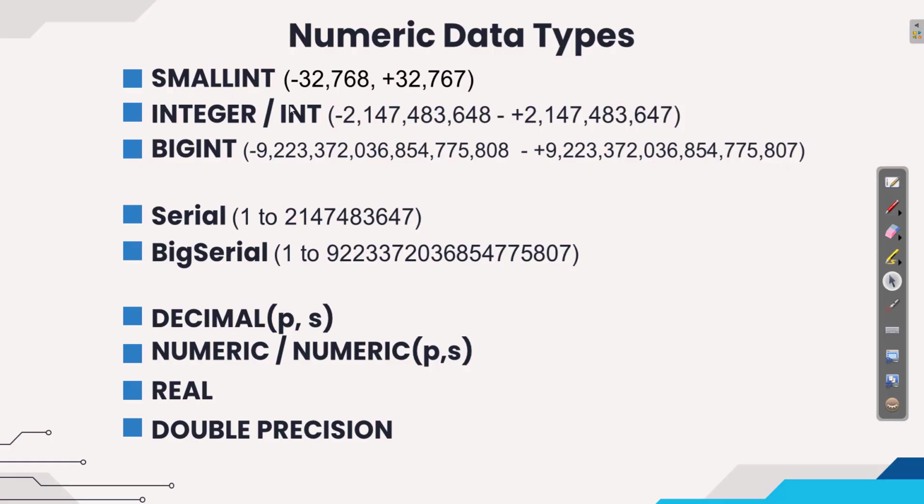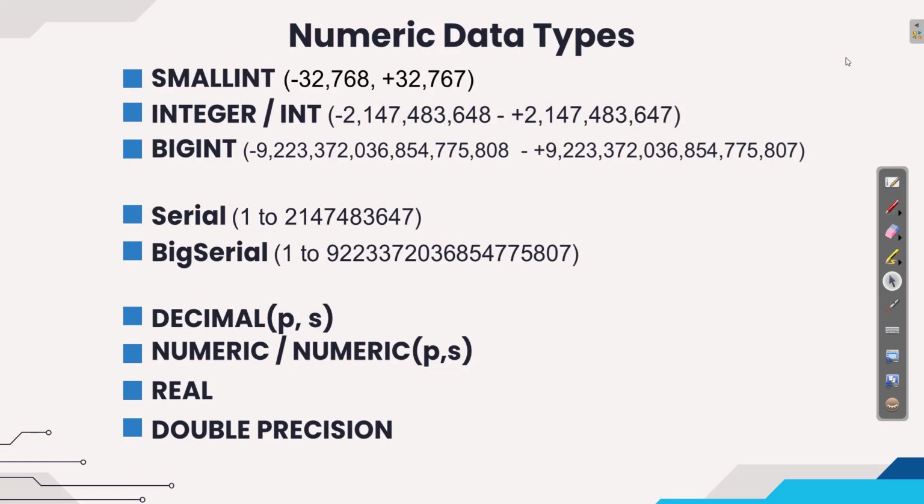Okay, another type is integer or int. You can use its range: the minimum is -2 billion and the maximum is +2 billion, so you can specify a value in this range. It is 4 bytes, consuming 4 bytes of data storage. If you expect more than 2 billion records, you have to specify bigint. Bigint has a very large range, with this minimum and this maximum.